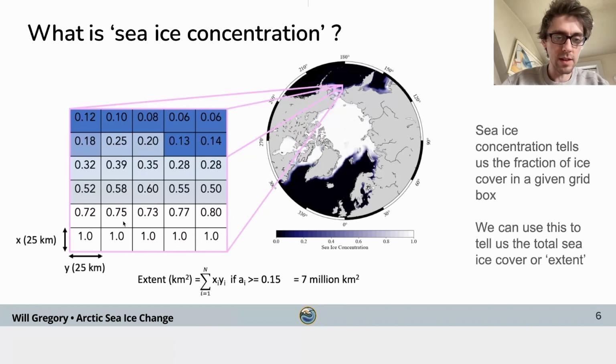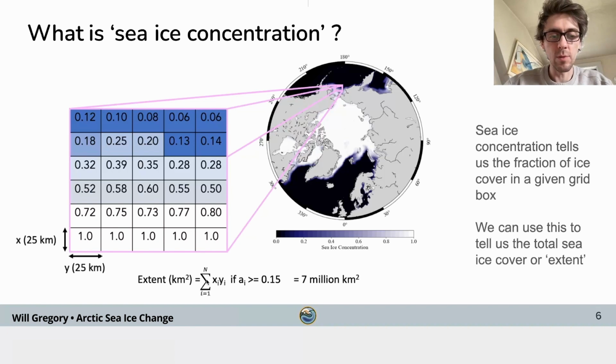So here we can see a value of 0.75 means 75% of this grid cell contains sea ice. And a useful thing to be able to derive from these kinds of data sets is that this allows us to tell how much total sea ice cover there is on a given day, for example. So we can say that for a given grid box, if this has a size of 25 kilometers by 25 kilometers, we usually define some threshold for how much sea ice there is in a given grid cell. Usually that's defined as 15%.